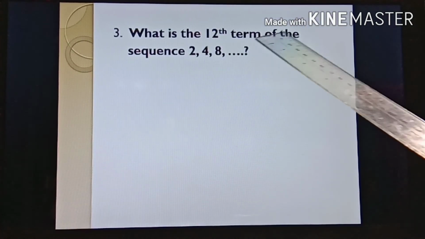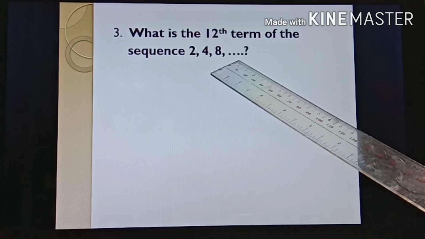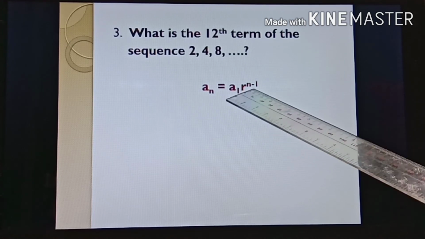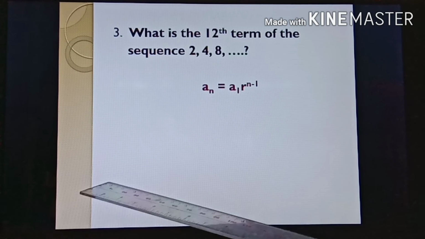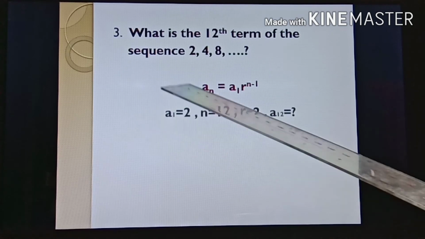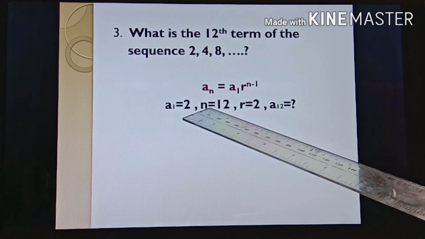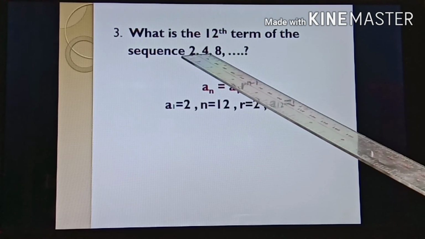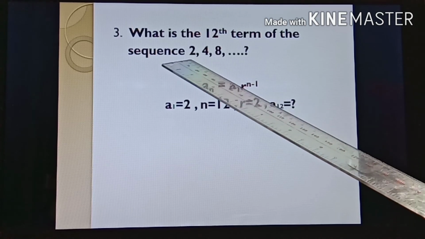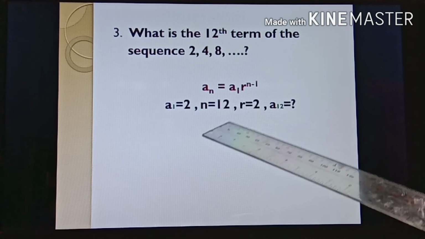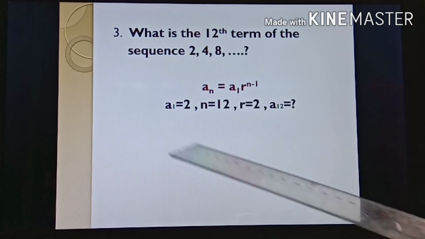Okay, last example, number 3. What is the 12th term of the sequence 2, 4, 8, so on and so forth? So the formula, a sub n is equal to a sub 1 times r raised to the n minus 1 power. First, we have to find the values of a sub 1, r, and n. So a sub 1 is 2 because the first term is 2. n is 12 because we are going to find the 12th term. r is 2 because we are going to divide the second term by the first term. So 4 divided by 2 is 2. Pwede rin na 8 divided by 4 is 2. Same din ang result. Then, we are going to find the a sub 12.